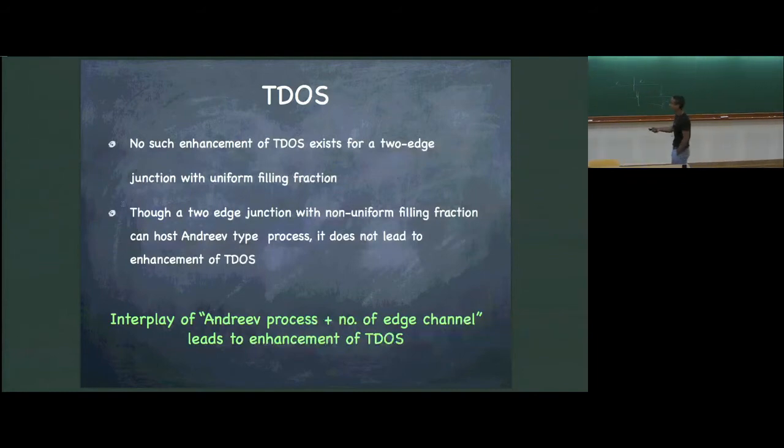So it turns out that in the interplay, you need an Andreev type process, you also need the right number of channels. If you have both of them right, then you really see an enhancement, which is counterintuitive. You see that something opposite to this orthogonality catastrophe is happening. So that is what makes these junctions quite interesting.